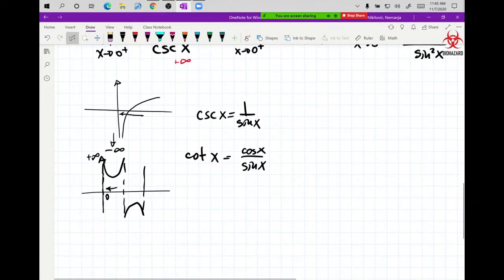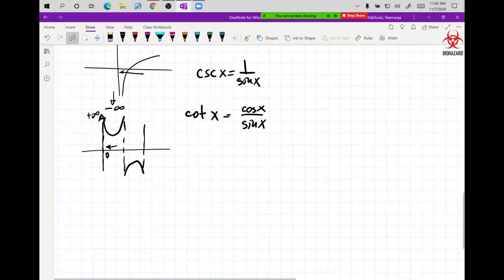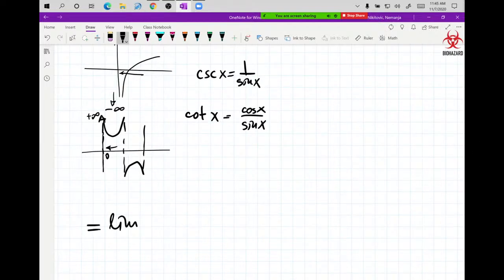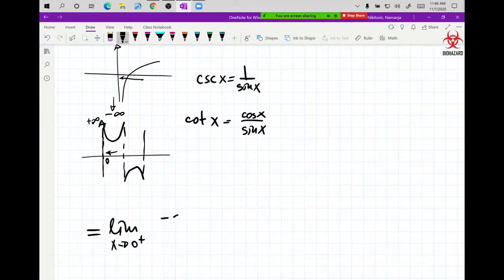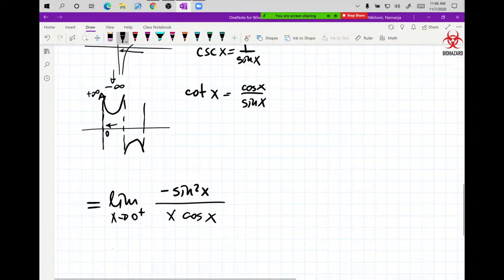Now we deal with a double fraction. So all of this is equal to the limit as x goes to 0 plus. And when you deal with a double fraction, sine squared goes on top. So we can call that negative sine squared x divided by x cosine x.